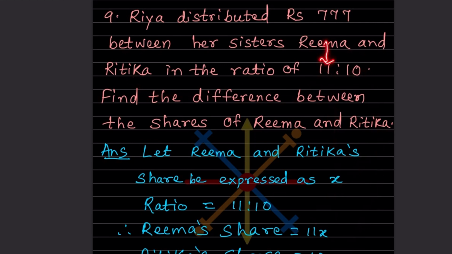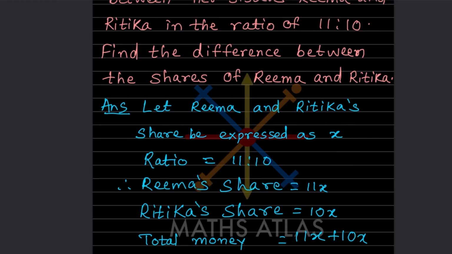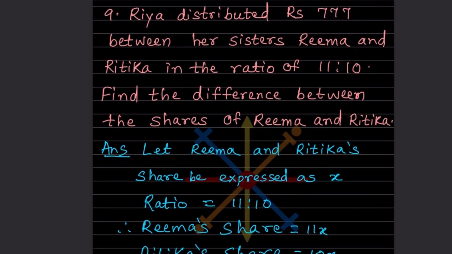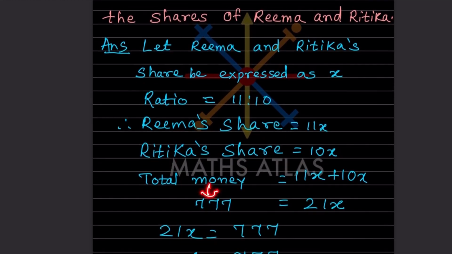Here, this is for Rima and this is for Ritika. So just multiply by x, because we are considering this as x. We have to write some variable, otherwise it's not easy to calculate. There are many ways, but this is one of the good and easy ways of writing. Now we have to see the total money. This is 11x and 10x, so this is going to be 21x. And here they have given that she is distributing 777 rupees, so the total money is 777.